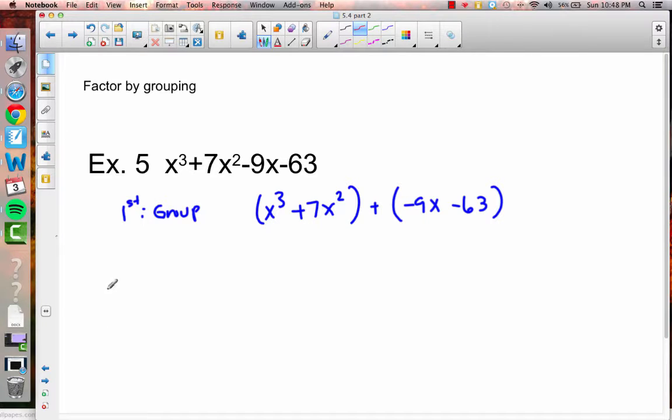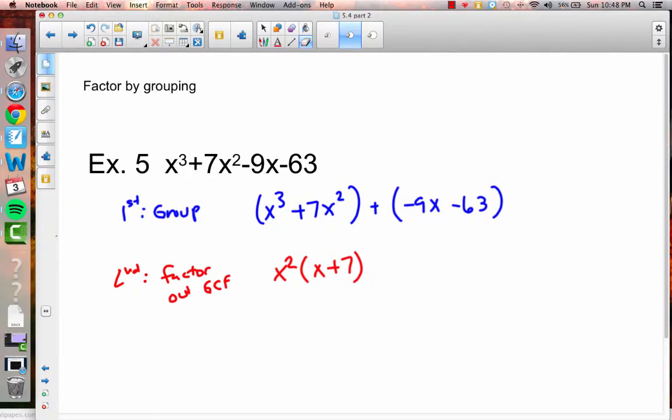Okay, that's the first step. The second step is to factor out the greatest common factor if possible. Sometimes it'll have one, sometimes it won't. So let's look at our first equation here in parentheses. Notice that this is an x cubed and we've got an x squared. So what can I take out? An x squared. And what I'm left with is x plus 7. And then I'm going to do the same thing for the other side. Well, what can I take out from both of these? I can take out a negative 9. So negative 9, and what I'm left with is an x and then a plus 7.